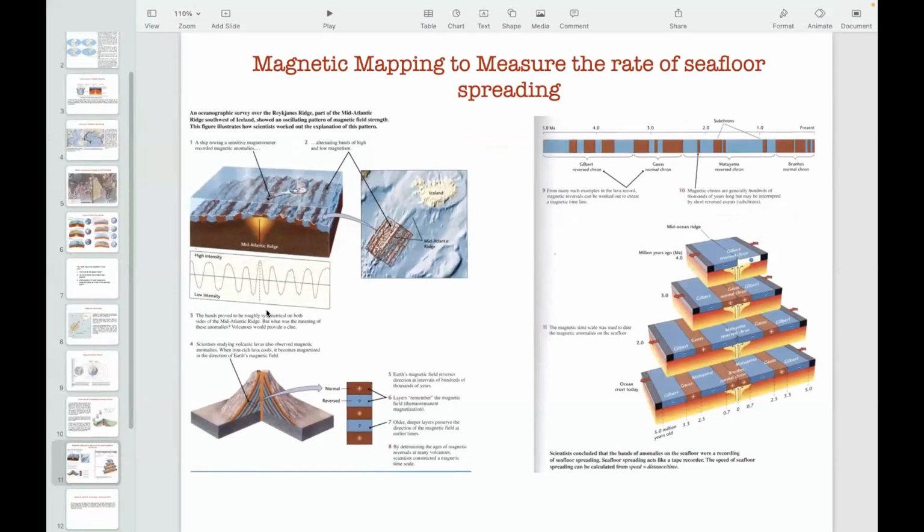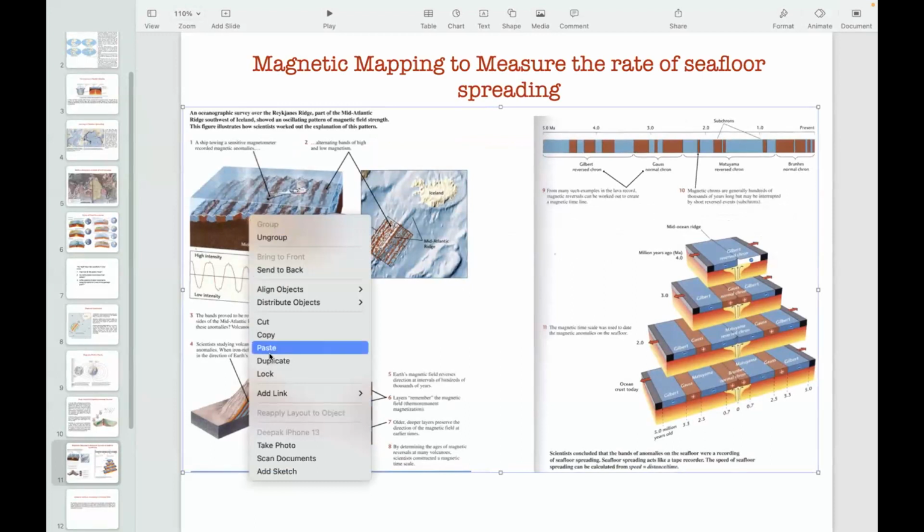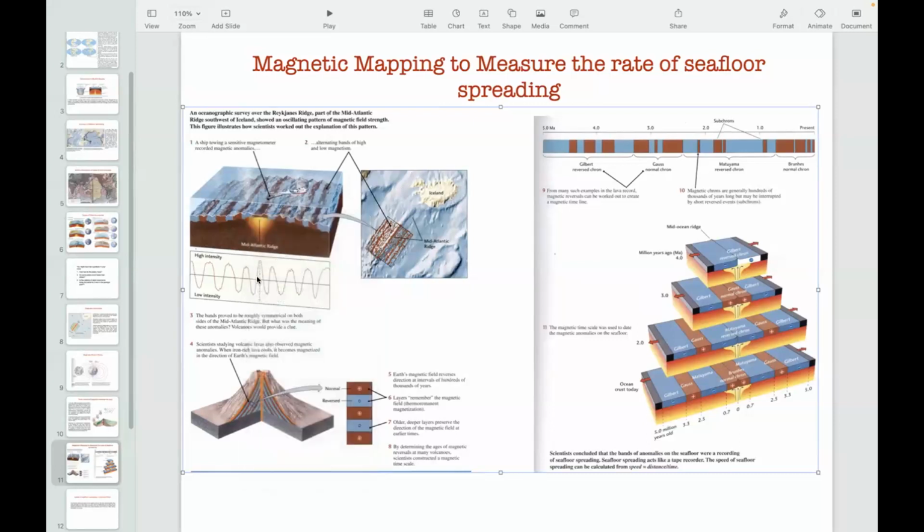So the magnetic anomaly here is, if you can see these lines which you're getting along the ridge axis, you're getting a very high magnetic field over here. As we move away from this ridge, this is the Mid-Atlantic Ridge, and as we move away from the ridge axis, again we are getting a lower intensity. This is what is called an anomaly.